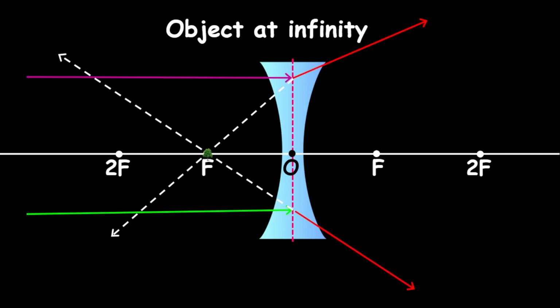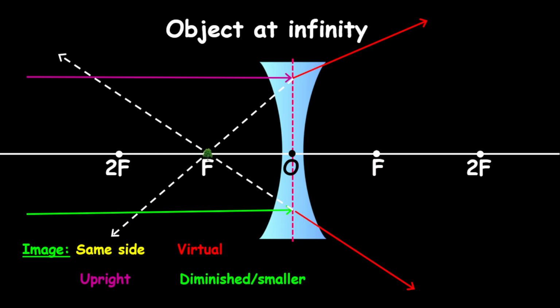Now, there's something special about this image at F. Again, it will be on the same side as the object, definitely upright. It will be virtual, but the very important thing here, it will be very small. So we generally say it is diminished or smaller, but it will be extremely small, just to make a note of that.